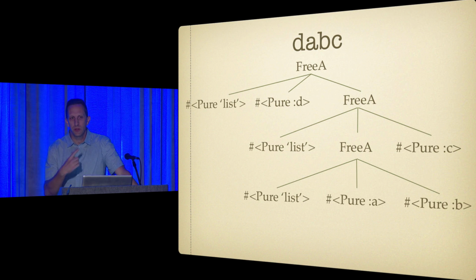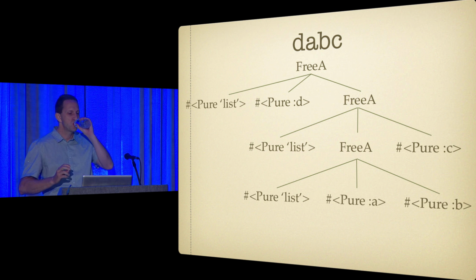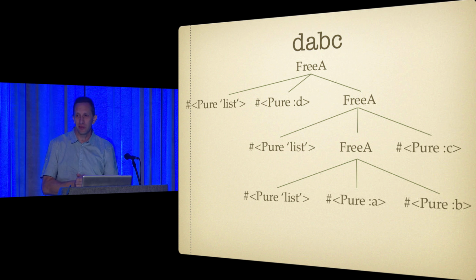So this is another way to visualize that data structure. It's just a simple list, or a simple tree data structure. The leaves are the pure values, and the interior nodes are the free A type records. And they contain the subtrees in them. That's all it is. That's the free applicative functor.